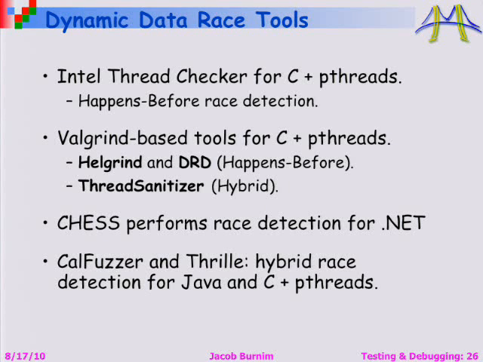There are also a number of tools based on Valgrind, and both of these tools dynamically instrument your binary as it's running to capture all of the reads and writes that the code performs. There's a tool from Microsoft called Chess for managed code. It's really more of a model checker, but it does perform race detection. And of course, our tools from Berkeley that are active random testing tools, which I'll talk about later, also implement hybrid race detection. We have CalFuzzer for Java and Thrille for C.